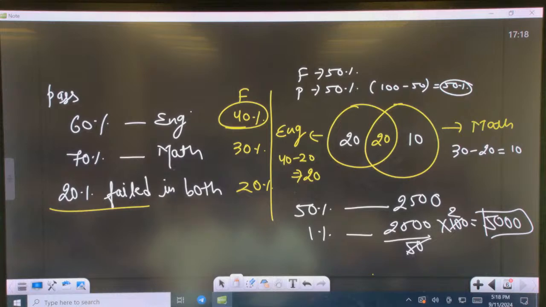The total number of students appeared in mathematics was 100%. Out of that 100%, 70% were passed. So 100 minus 70, that is 30%. So 30% were failed and 70% were passed.